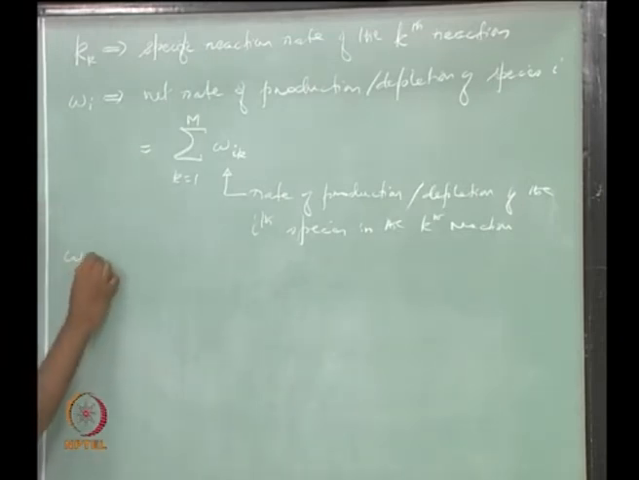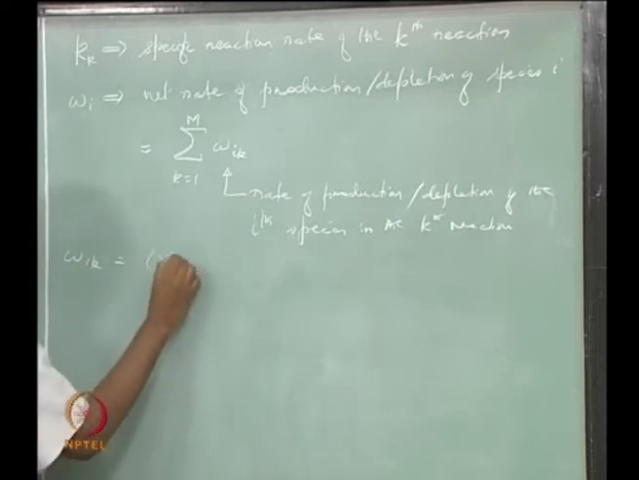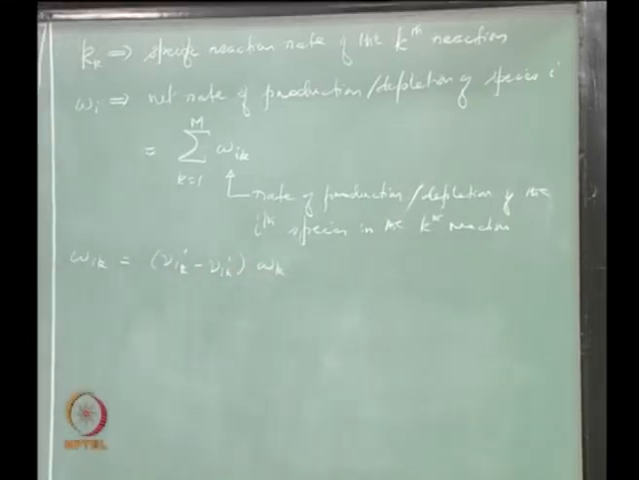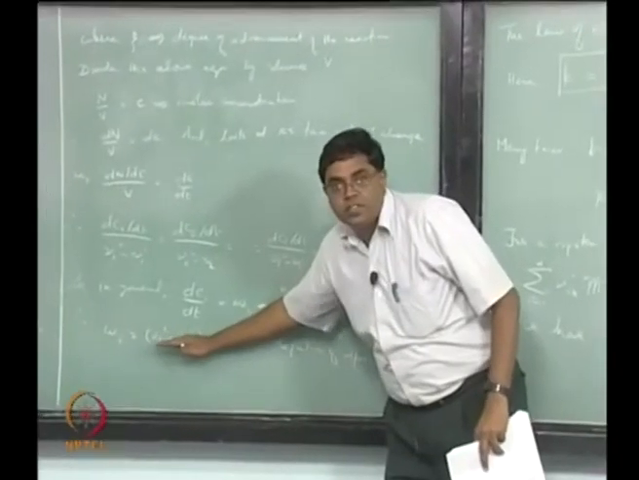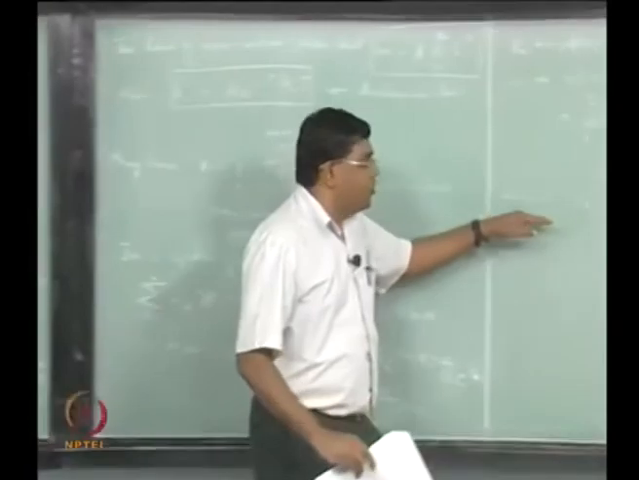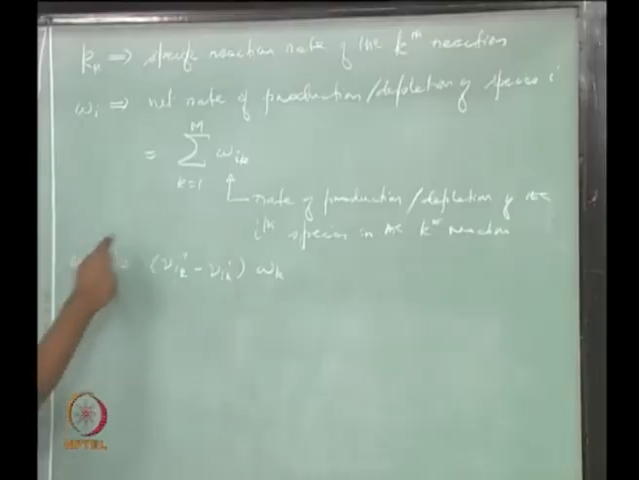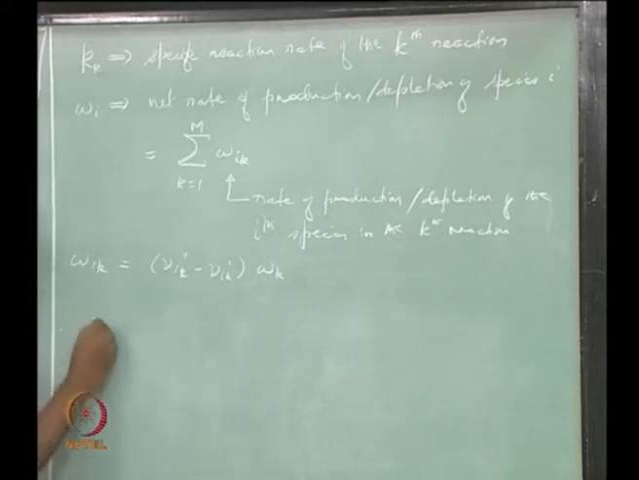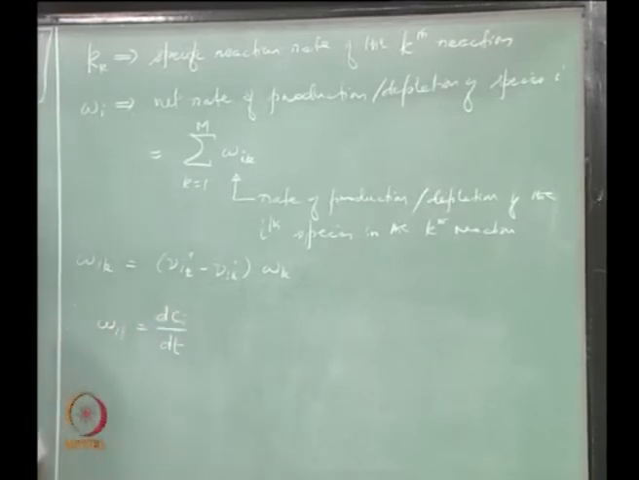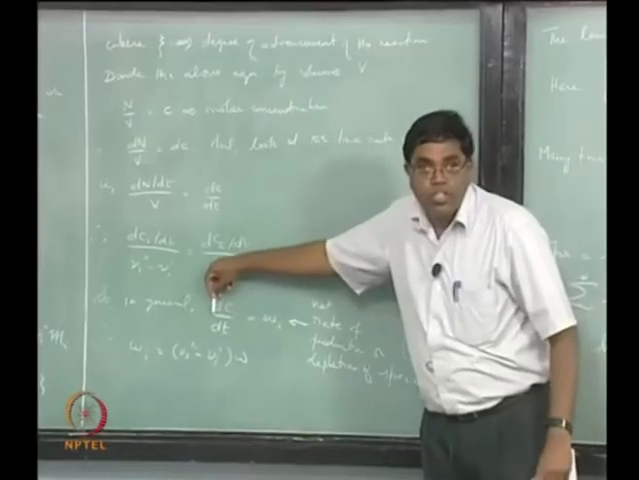Omega ik then is equal to nu ik double prime minus nu ik single prime, times omega k. That's like the multi-step version of this over here. We did this only for one reaction. We now do this for the kth reaction in a multi-reaction step. Now we have to plug this back in here, add over all the reactions to get the net rate of production of a particular species. So therefore omega i is nothing but dci over dt, that remains the same there. You see, omega i is dci over dt.